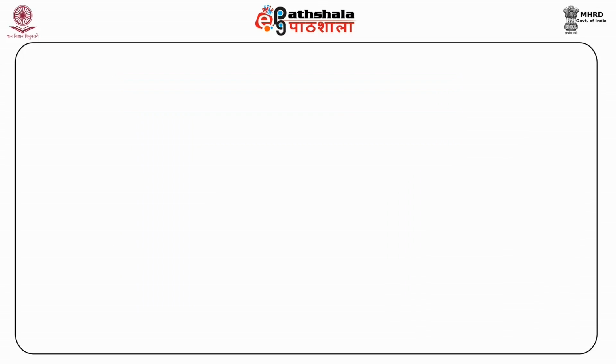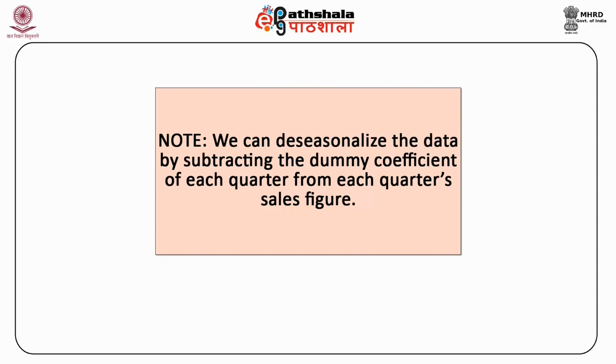It is very important to note that the dummy variables technique is an appropriate method of deseasonalizing a time series. We can deseasonalize the data by subtracting the dummy coefficient of each quarter from each quarter's sales figure. For instance, if we subtract from the sales figure for the fourth quarter of each year the number 2909.750, the resulting figure for that quarter will indicate the seasonally adjusted sales for that quarter.